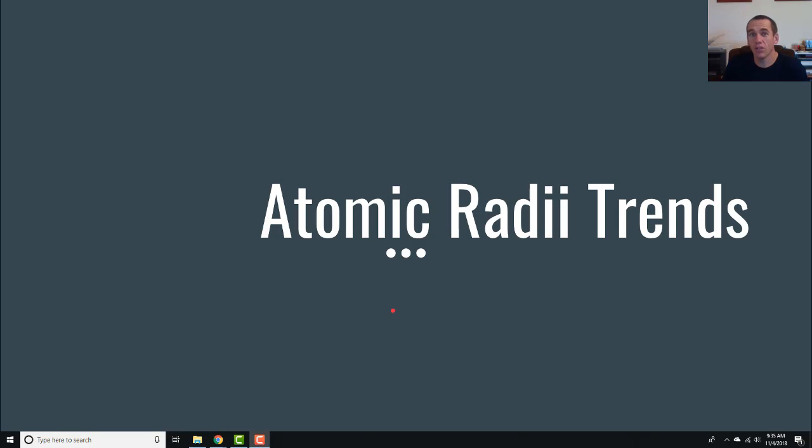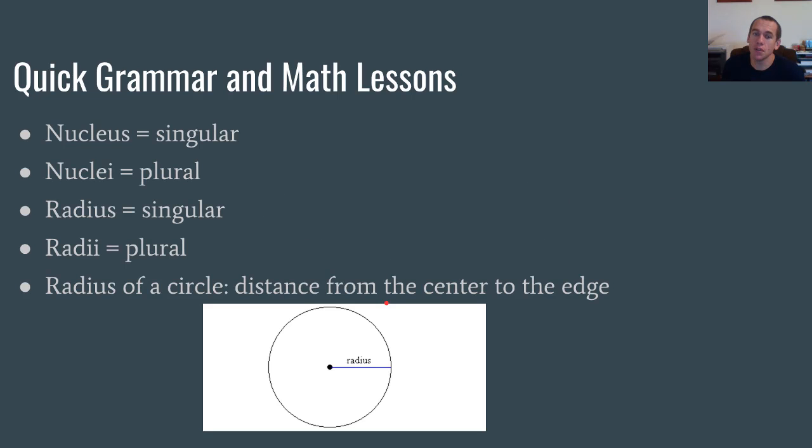In this lesson, we're going to take a look at one of the trends that the periodic table shows us, a periodic trend, and that's the trend in atomic radii size. Now, before we do that, let's talk a little bit about some terminology.